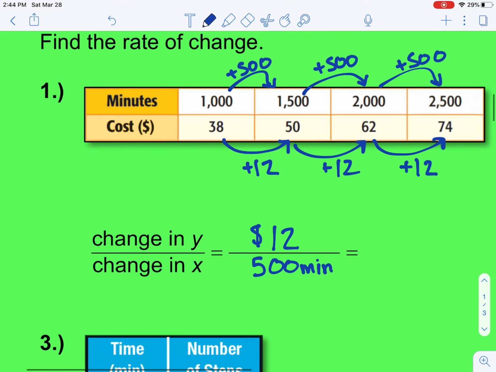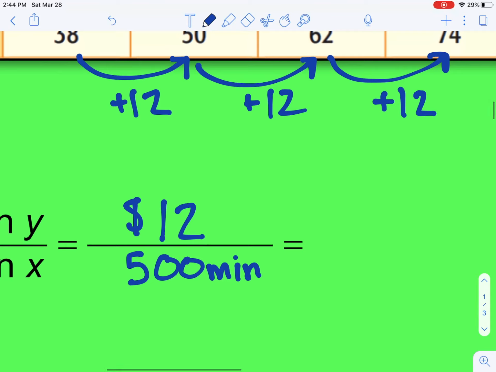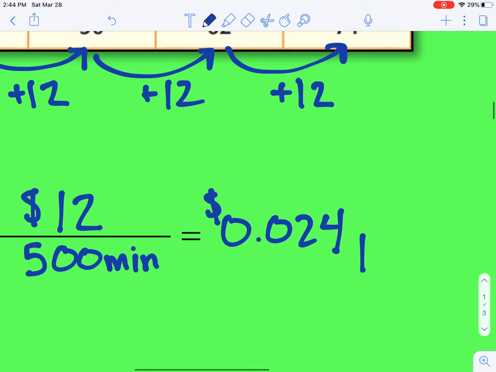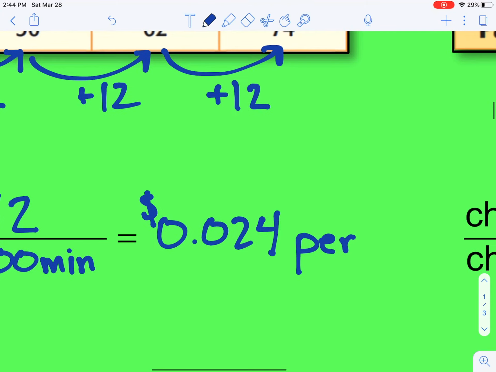Okay. I'm going to go ahead and simplify this by dividing those two numbers. So if I do 12 divided by 500, I get 0.024, and we're talking about money per minute. Now this one's kind of strange because that does not mean 24 cents per minute. That actually means 2.4 cents per minute. So if you want to round and get rid of that 4, you're more than welcome to. So your answer would be 2 cents per minute.